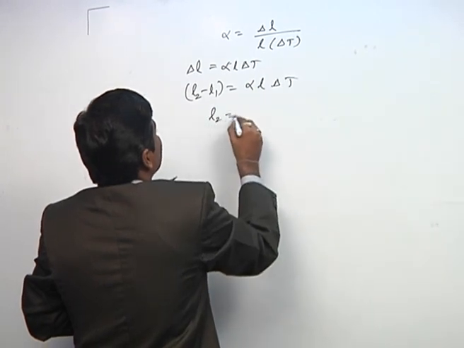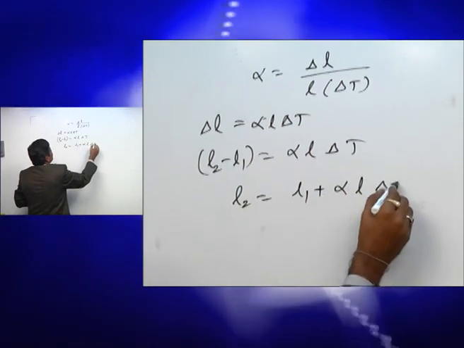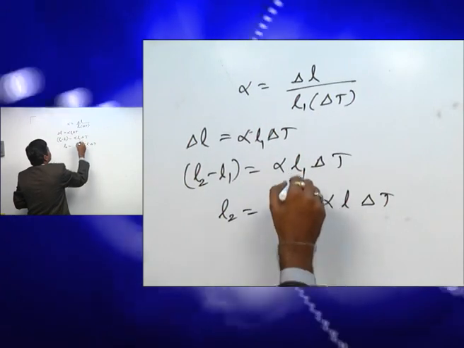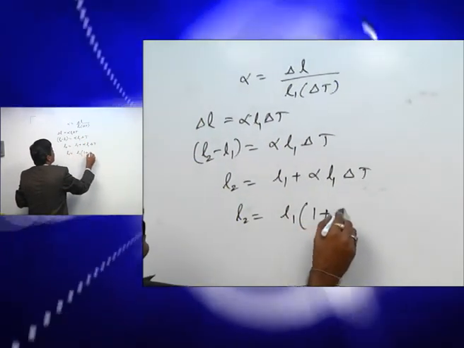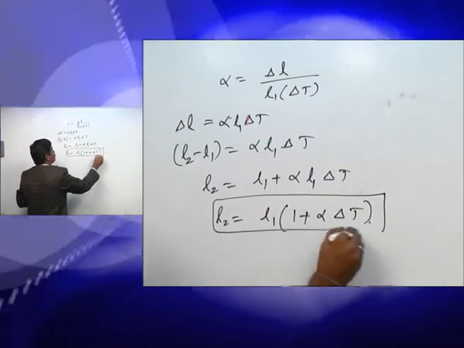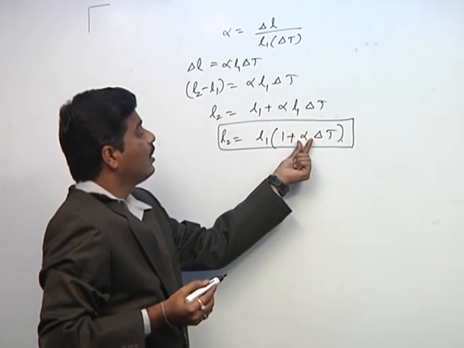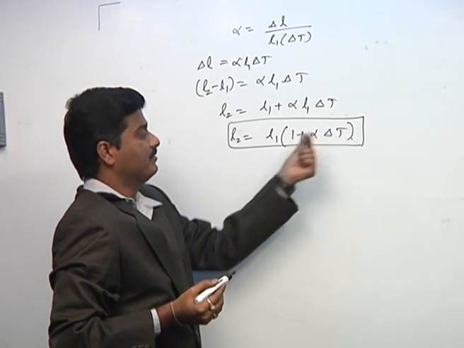So L2 is equal to L1 plus alpha L into delta T. So I am taking this initial length as L1. So L2 is equal to L1 into 1 plus alpha into delta T. So this is the initial length, this is the coefficient of linear expansion. See, this is the temperature difference.